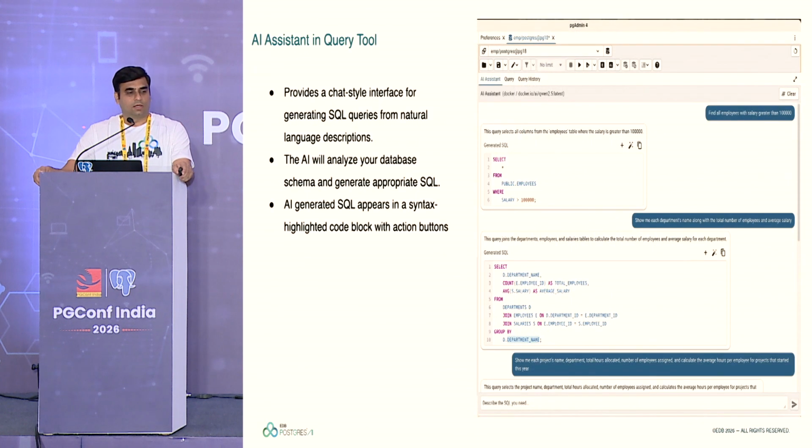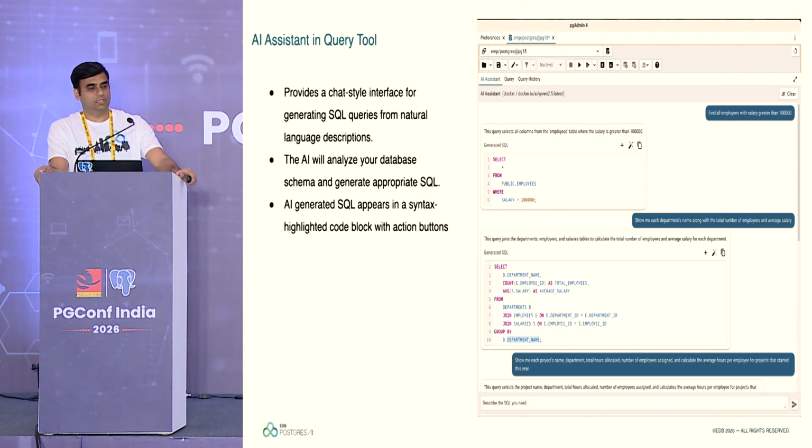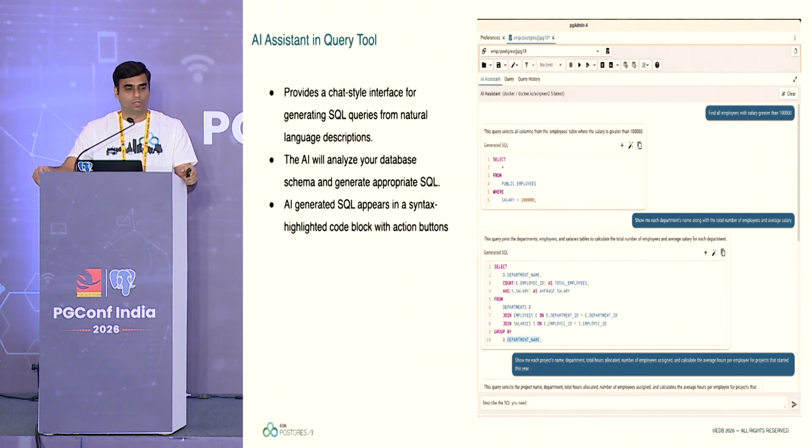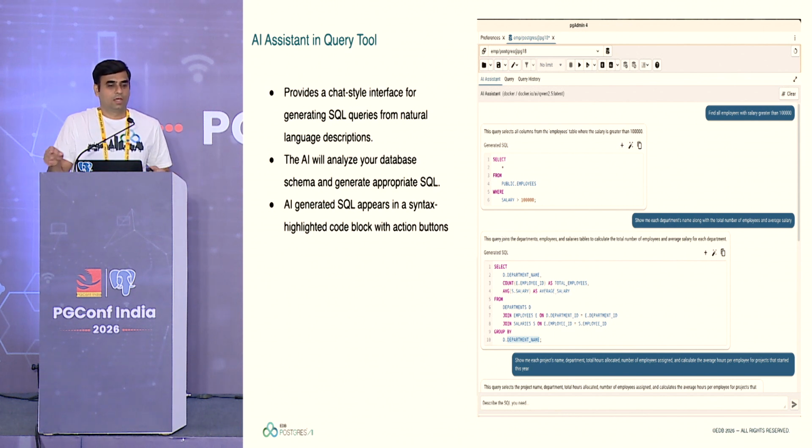Apart from these automated reports, we have the AI assistant, which directly provides SQL queries from natural language queries. It is a chat-style interface generating SQL from NLQ. In the screenshot, I asked to see the employees who have a salary greater than 10,000, and it gave me the SQL. In the SQL, there are a couple of options to copy it, and you can also edit it inline.